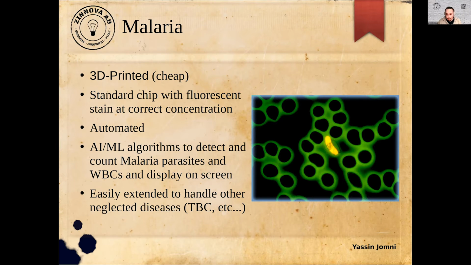So this device should be easily extended to handle other neglected diseases. I mean, it should be an open device, so you can put in your own algorithms, or change diodes or filters so you get another kind of fluorescence, or change the LEDs and remove the filter, so you get a regular microscope. I think it would be a good thing. So this is what I had to say.